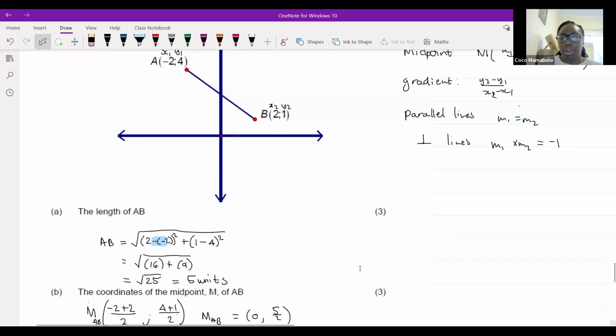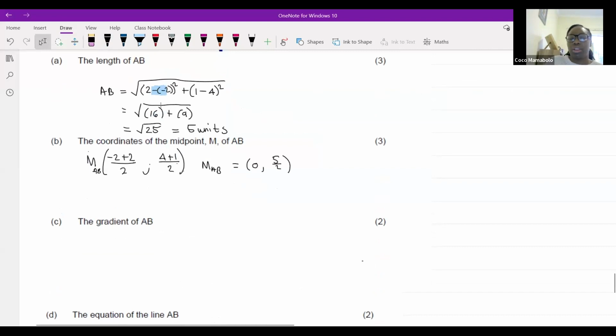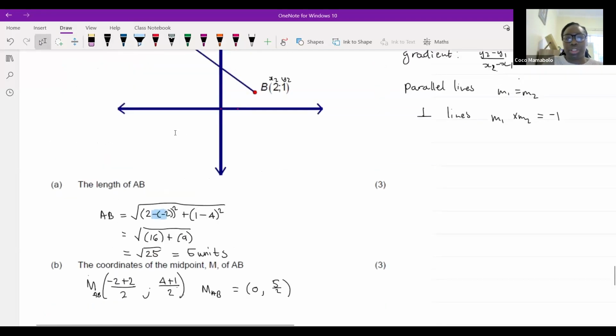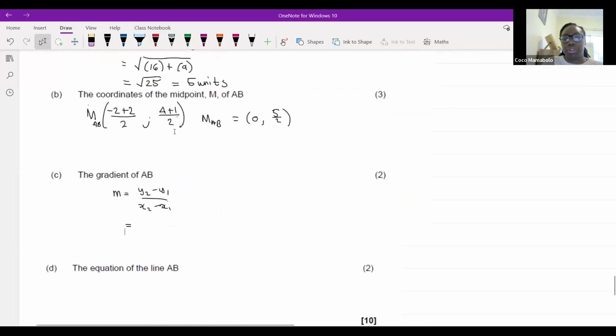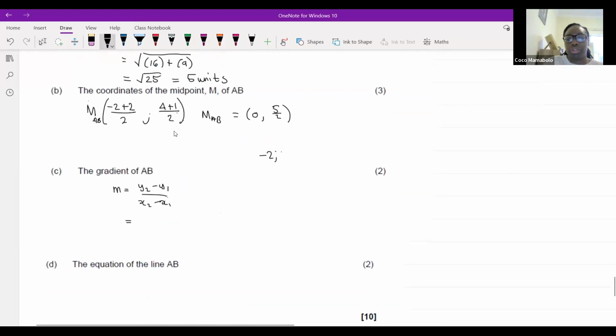Okay. All right. Then the next question says, find the gradient. Again, we use the gradient that we used in the equation of a straight line. When we find the gradient, we take y2 minus y1 over x2 minus x1 to find the gradient. Okay, let's see. Oh, I'm going to need those 2 points. Negative 2, 4, and 2, 1. Okay, no problem.